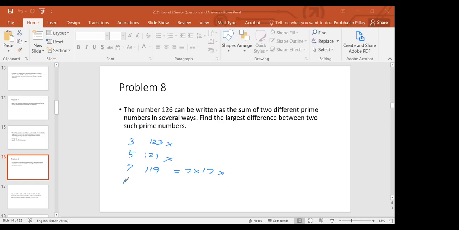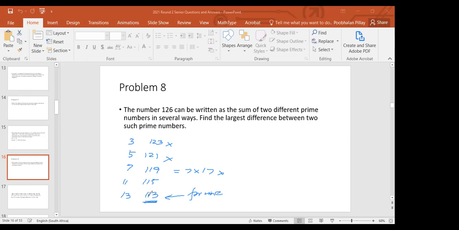The next prime number is 11, and you get 11 plus 115, which clearly is not a prime number. The next one is 13. 13 and 113. And this thing here, you have to check it out. This is a prime number. Okay.